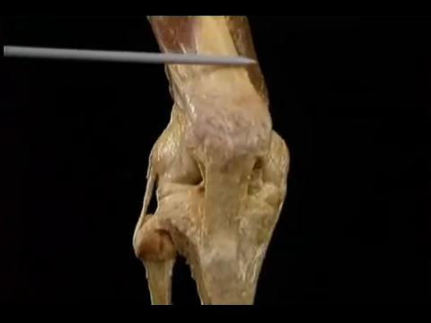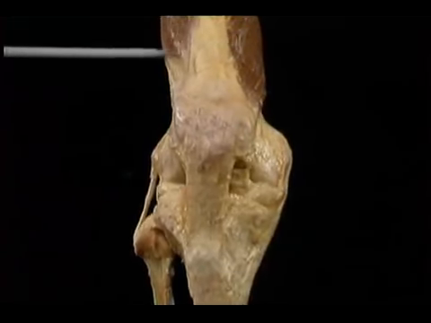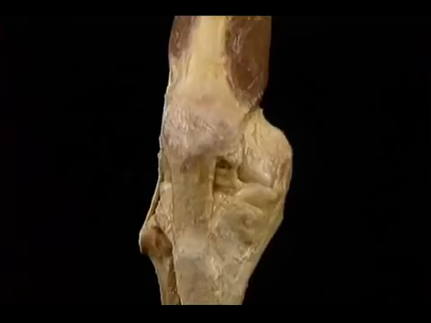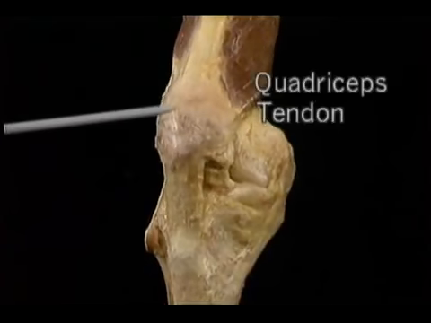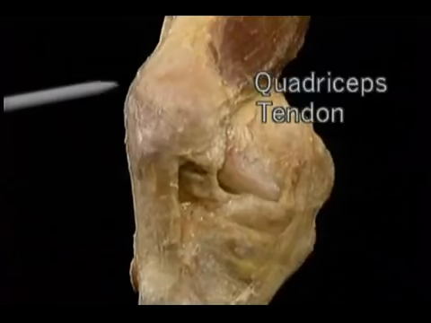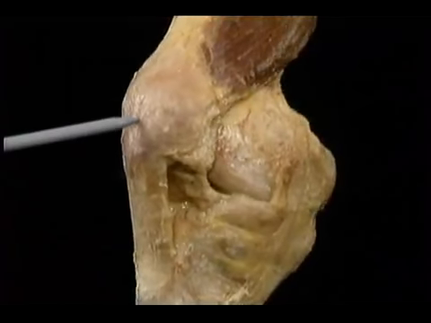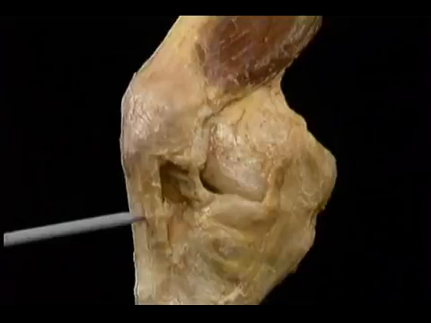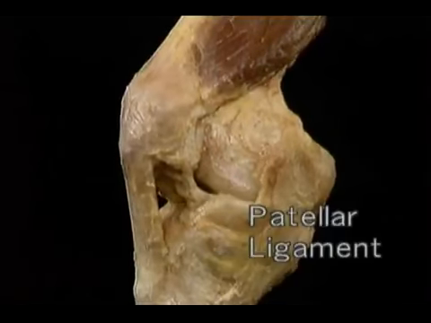The next structure we need to add in building up our picture of the knee joint is the quadriceps tendon, and along with it, the patella. Here's the distal end of the quadriceps muscle, which we'll see in more detail later in this section. Here's the quadriceps tendon. The patella, which is here, is enfolded within the tendon. The part of the tendon below the patella is known as the patellar ligament.